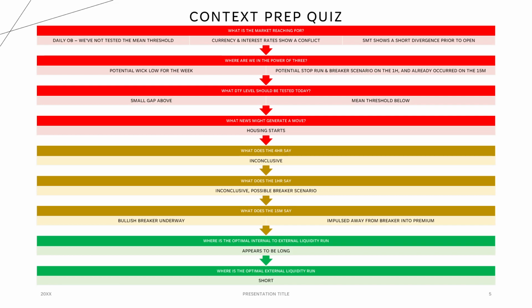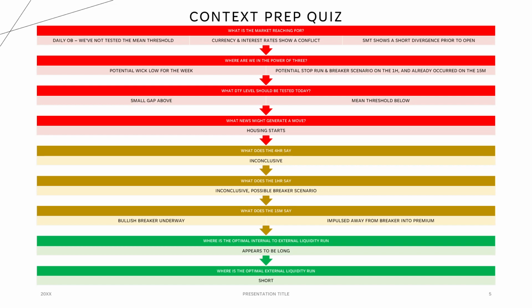And then what does the 4 hours say? Well, it was inconclusive, which means that we're operating on a lower time frame, meaning moves may not last as long as we think. What does the 1 hour say? It's inconclusive, but there was a possible breaker scenario that did activate today. What does the 15-minute say? Well, there's a breaker underway, and we've impulsed away from it. So we've at least validated that on that time frame, things are going on.